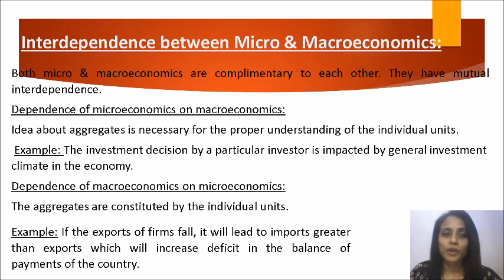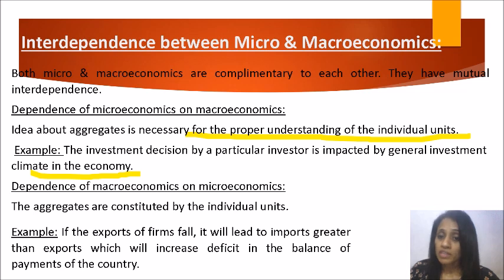Micro and macroeconomics are interdependent to each other. They complement each other. How is microeconomics dependent on macro? Actually, idea about aggregates, the total, is necessary for the proper understanding of the individual units. For example, the investment decision by an individual investor is impacted by general investment climate of the economy, whether it is profitable or risky to invest the money or not.